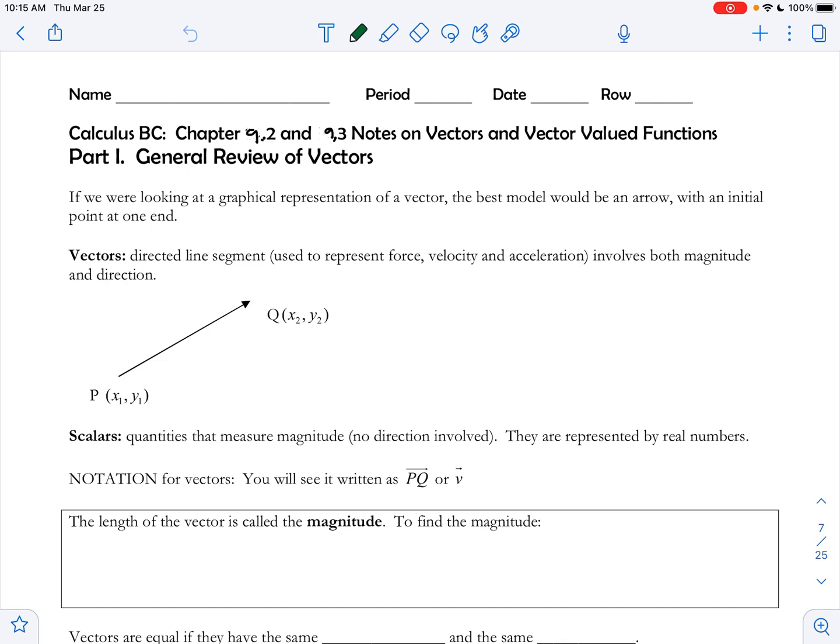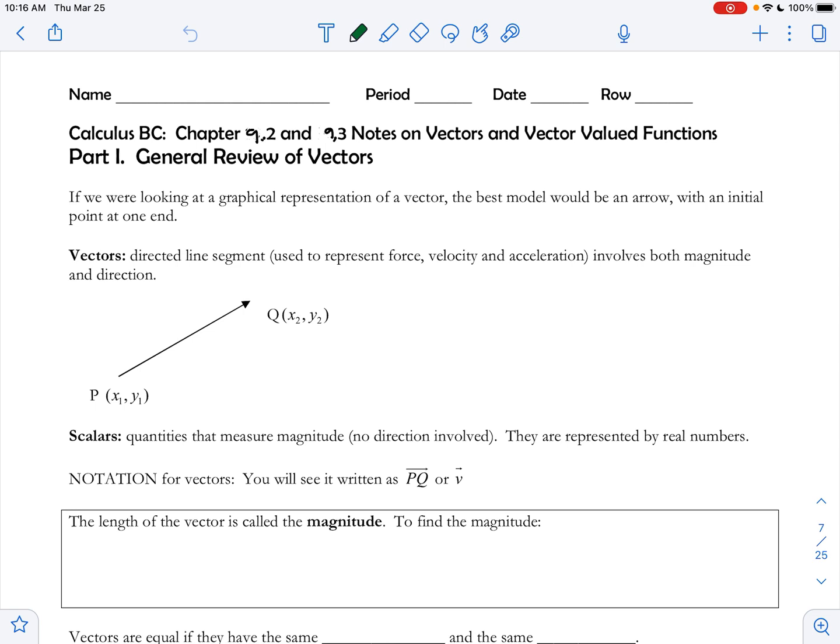So the next big part of chapter 9 is going to be vectors, and we're going to review vectors first and then start digging into the calculus behind it. A vector, as you learned it in accelerated geometry and pre-calc honors, as well as in physics, is a line segment with direction, and it's used to represent common things such as force, velocity, and acceleration that you find in physics, or you see it also in describing wind direction.